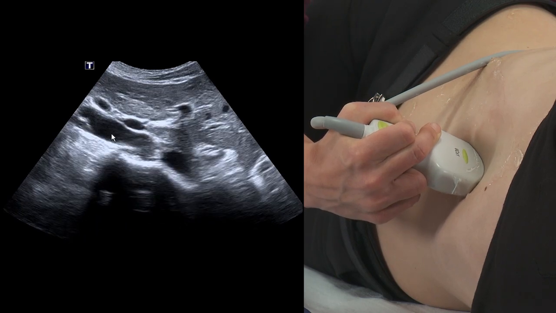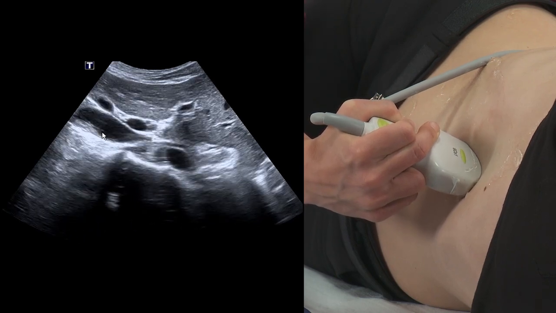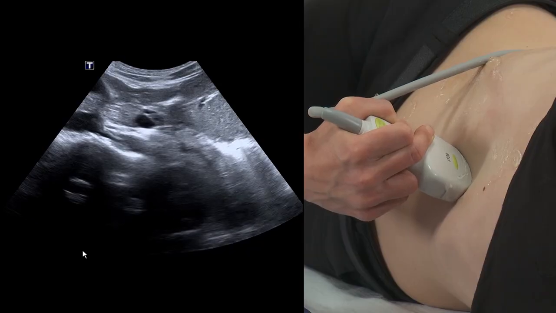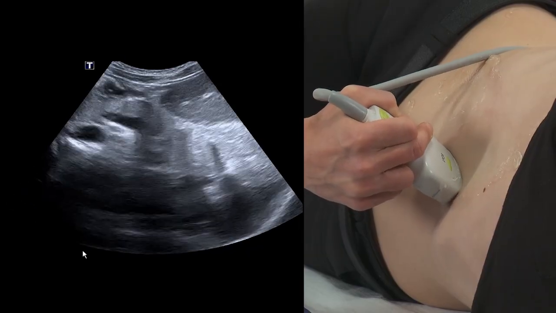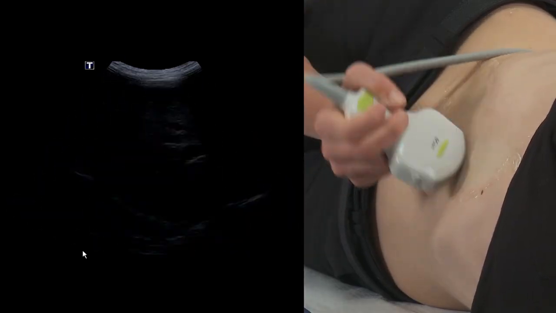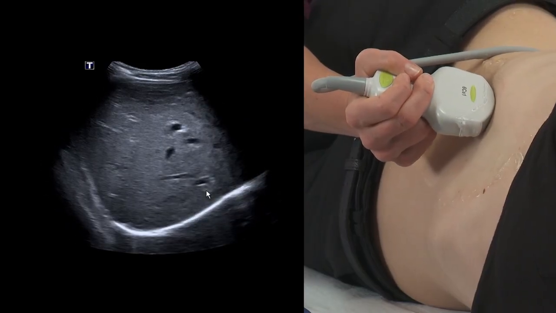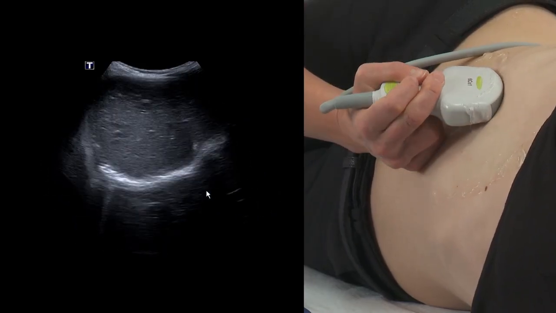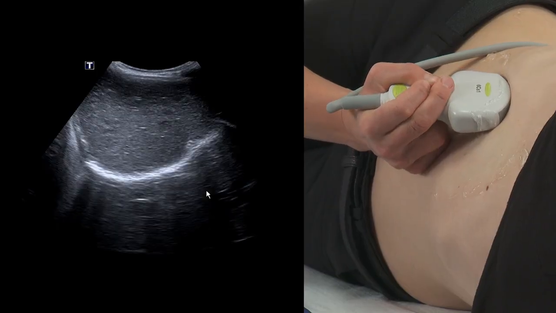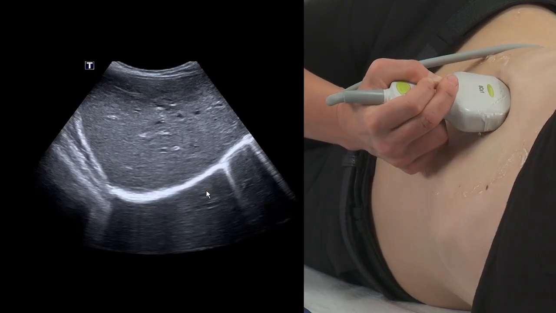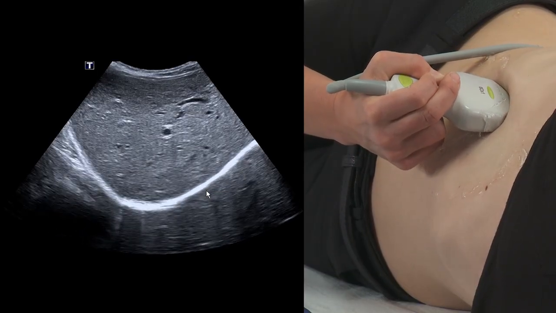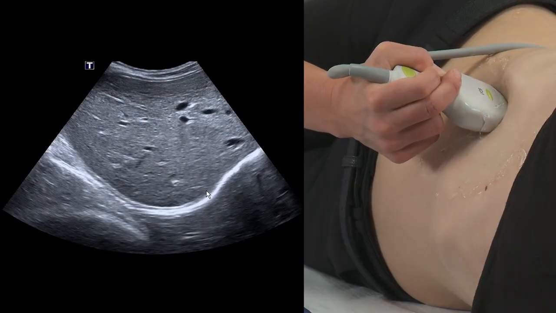Once again, IVC. And to the caudal rim of the liver. And again, a little bit more laterally, so that I get the lateral parts of the liver in my view too. Again, inhale, please. Tip my transducer upwards and slowly downwards. And keep also the right parts of the liver in my view.